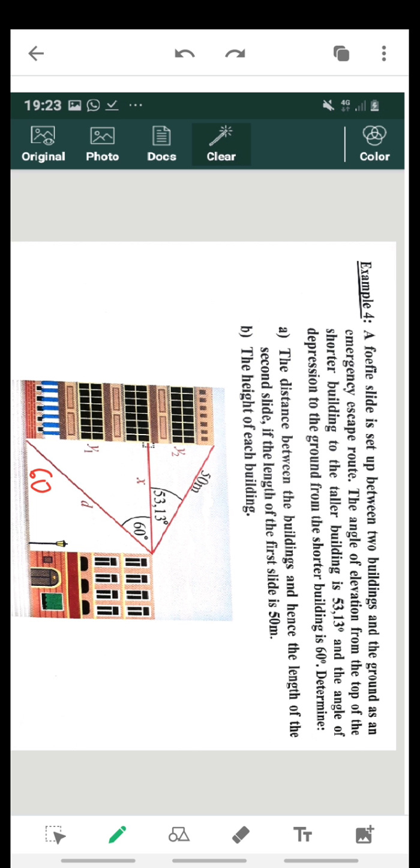Now, determine the distance between the buildings. The distance between the buildings. So, that is x. We are finding x.